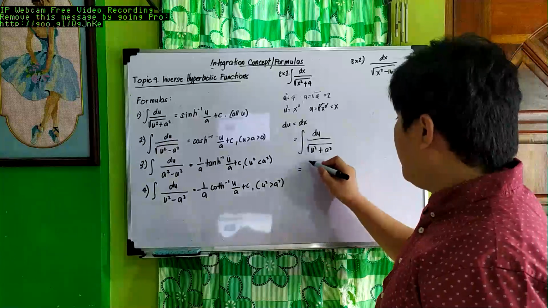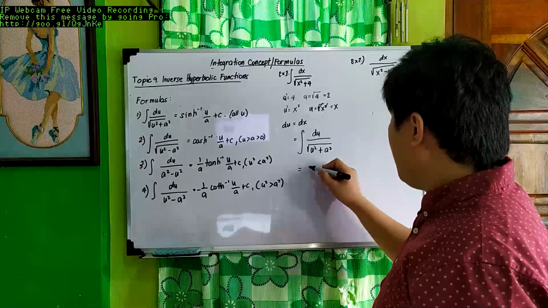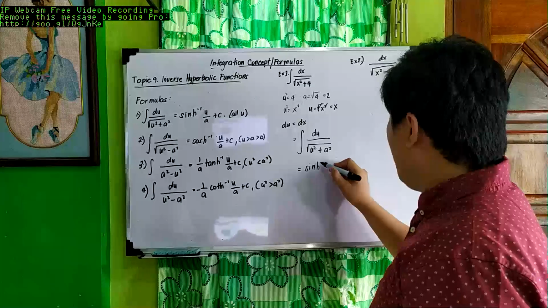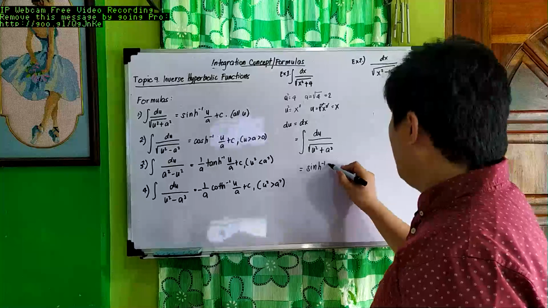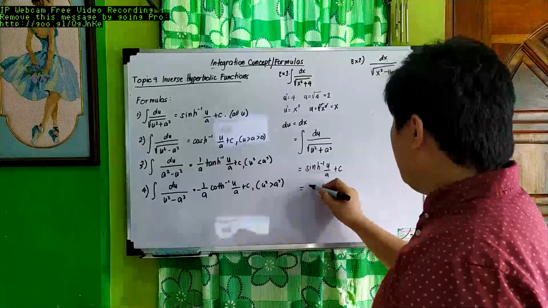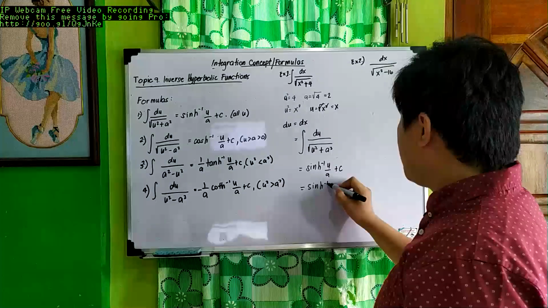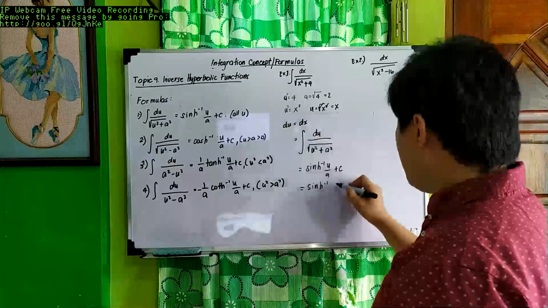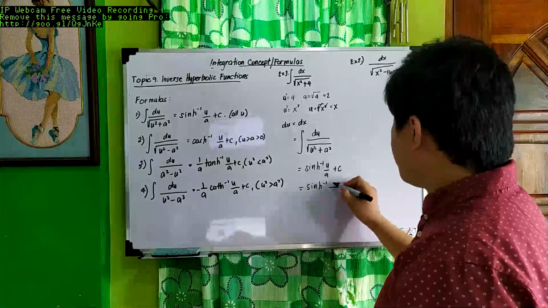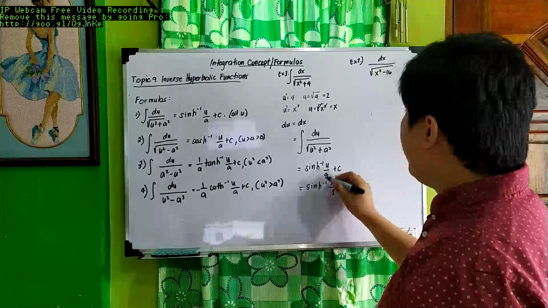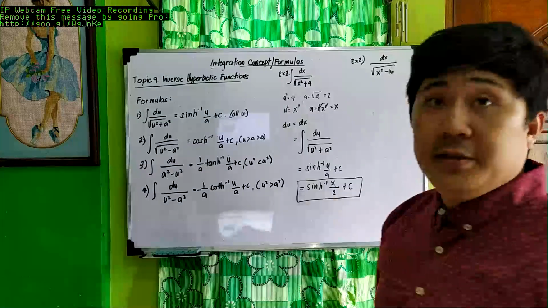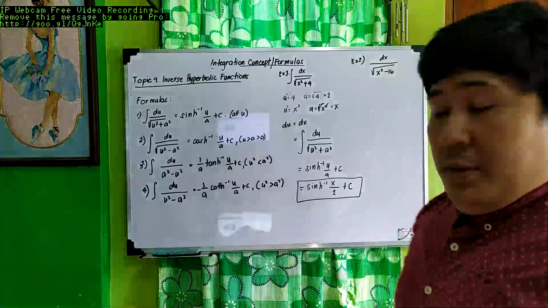So that gives you the arc sine hyperbolic of u over a plus c, where your u, what is the value of our u? That is x over a, 2 over a, that is not u. u is x and our a is 2, plus c. Okay?